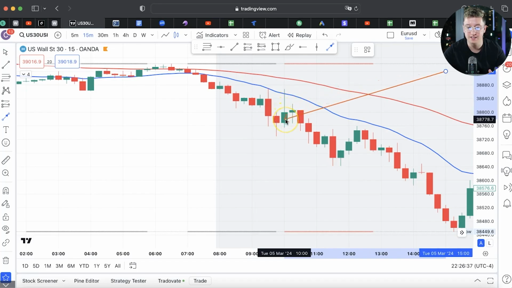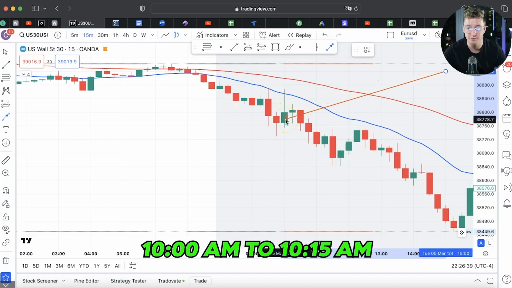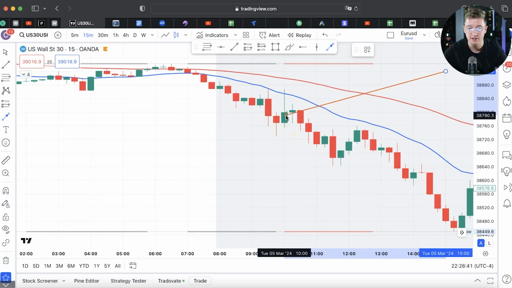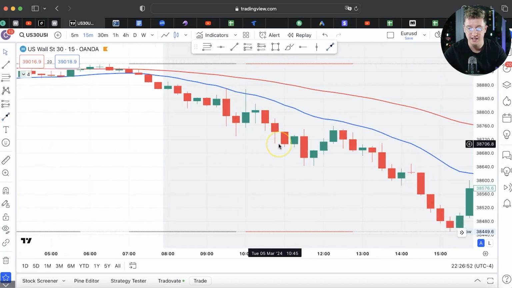Look at the time as well. This candle is from 10 a.m. to 10:15, since I am on the 15-minute time frame. Price comes up, hits our 20 EMA, and we can even enter right here on this candle as well. And what I'm going to show you is we actually have a fair value gap within both of these candles.